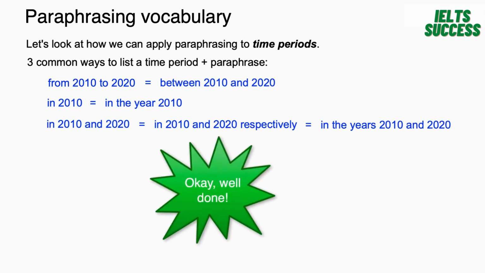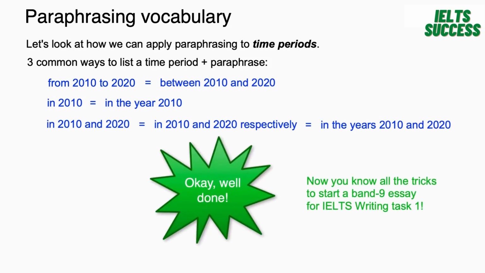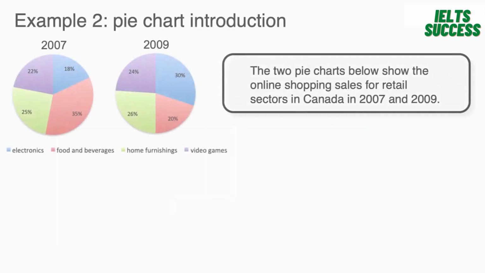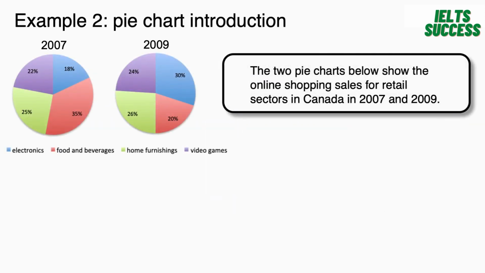Okay, well done! Now you know all the tricks to start a Band 9 essay for IELTS Writing Task 1. To make sure that we remember all those techniques, let's go through one more example. Here is a second example of IELTS Writing Task 1 question. In this task, you need to describe pie charts. Let's try to write an introduction for this task.